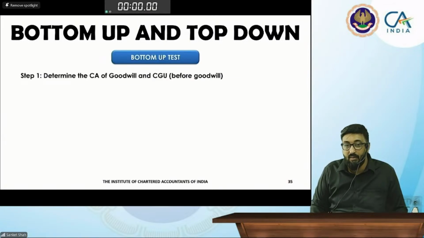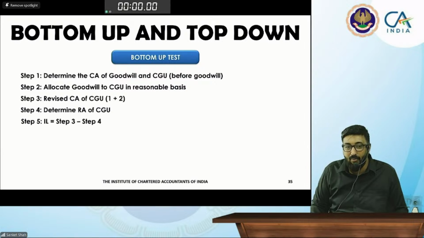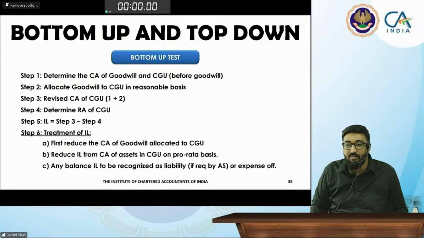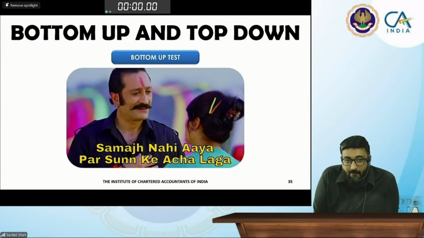Very simple. Determine the carrying amount of goodwill and CGU. Allocate the goodwill to CGU on a reasonable basis. Revise the carrying amount of CGU. Determine the recoverable amount. Step 3 minus step 4. Treatment of impairment loss: first reduce through goodwill, then on a pro rata basis, and any balance will be considered as a liability under another accounting standard. Did you understand anything? No, sir. I didn't understand, but it was nice to listen to, right?